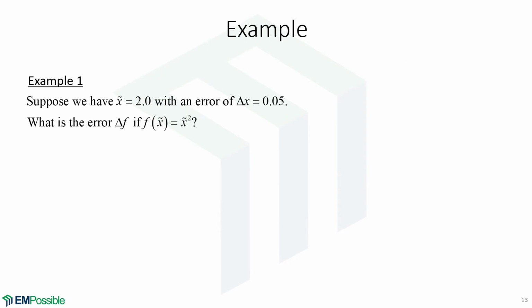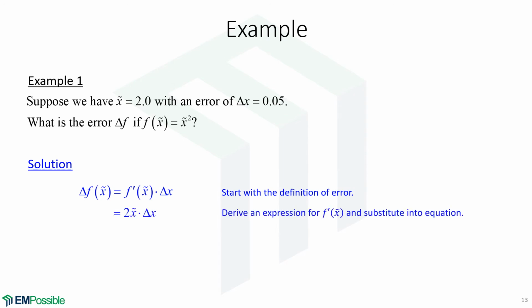Let's do an example. Let's say we have a number that has error in it, and our number's 2, and the error is 0.05. So what's the error if we were to square that? Well, the first thing we'll do is start with the definition of error. Our definition of error is the derivative of our function, evaluated at our x value, and then we multiply that by the error. So we take the derivative. The derivative of x squared is 2x. So it'll be 2x times the error.